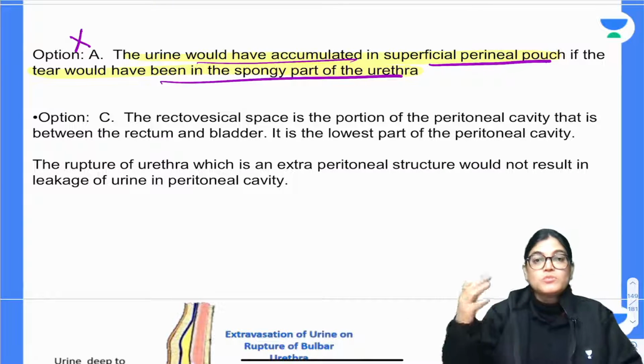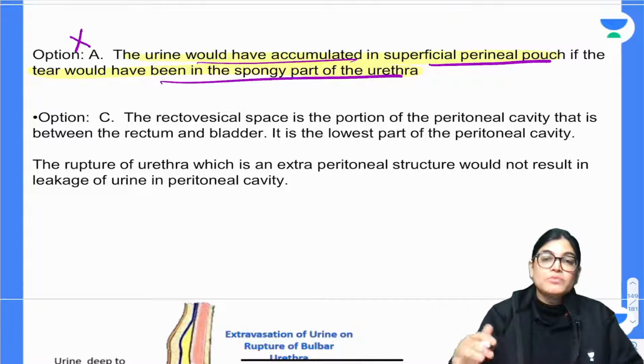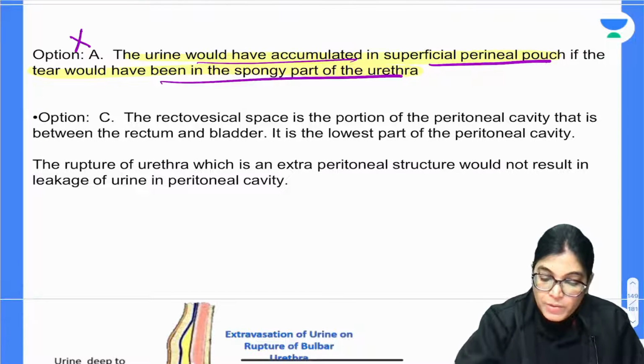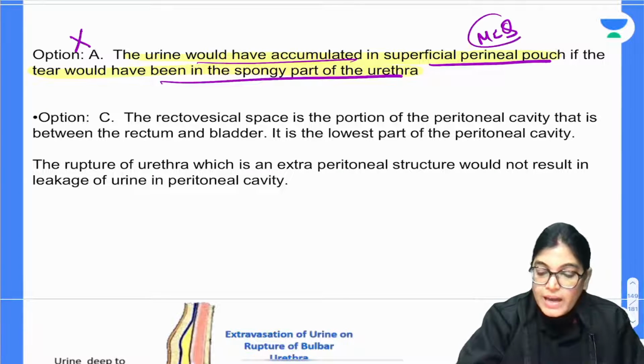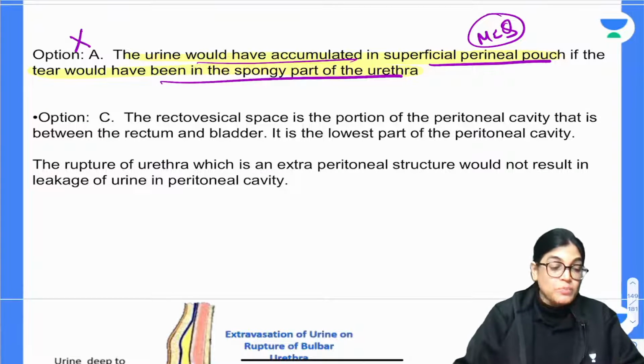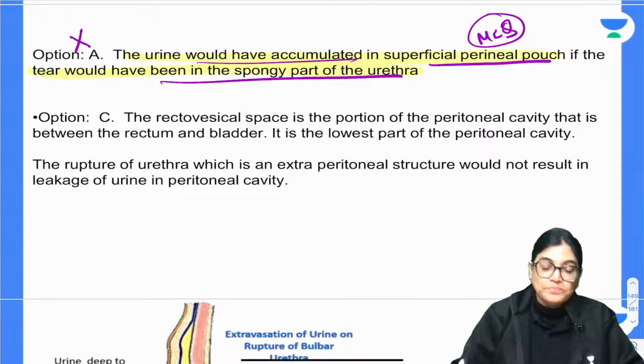When the tear is in the spongy part of urethra, then the accumulation will be in the superficial perineal pouch. Actually, this is also very importantly asked so many times in the MCQ session of previous year NEET PG examination.